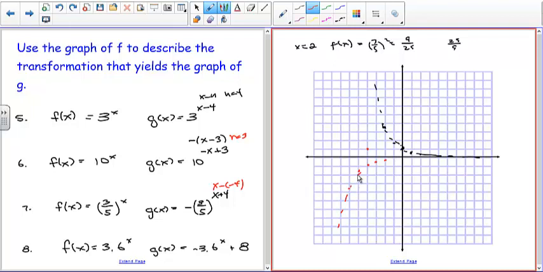So this is the transformed function, like that. The negative sign here makes it flip across the x-axis, and it makes sense because this is going to give you a positive result, and if you take the additive inverse, it's going to make everything become negative that was positive.